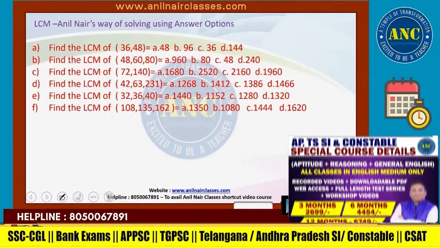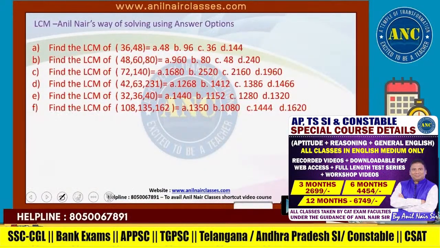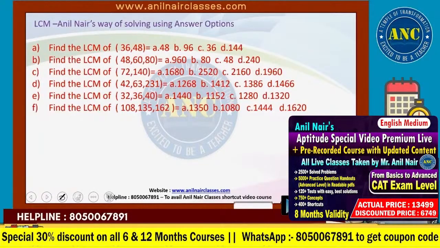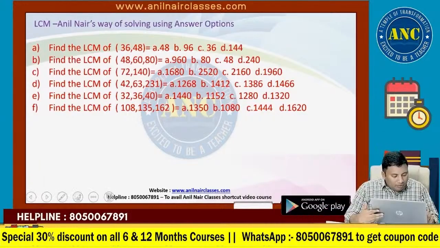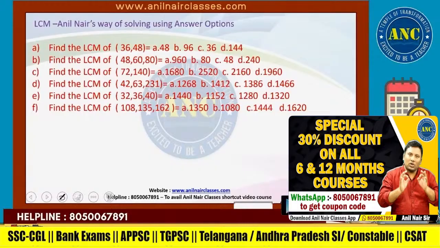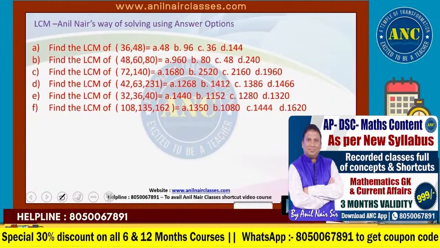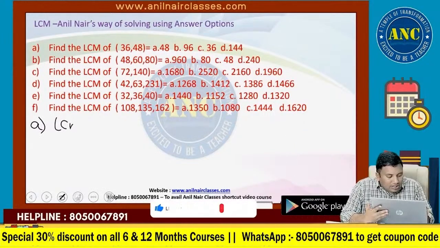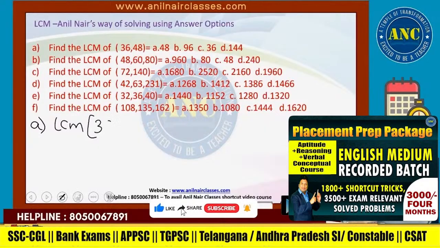Now see here. Listen carefully to this. One by one, we will solve each and every question. Digital sum is the sum of the digits till you get a single digit number. First question, LCM of 36 and 48.